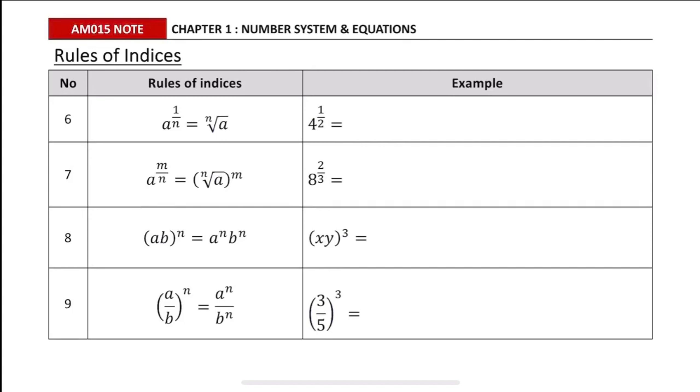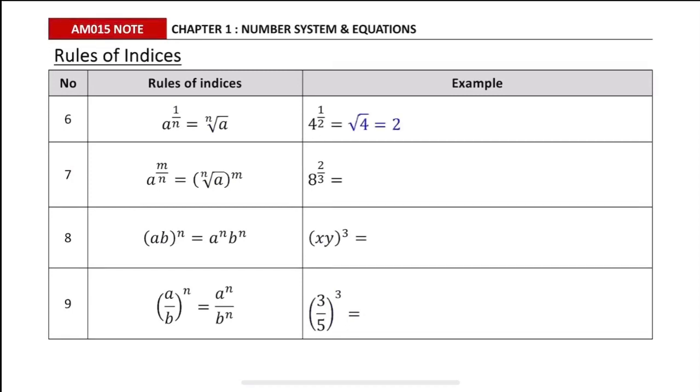Next is the fractional power. There are two types. One is a to the power of 1 over n, and the other one is a to the power of m over n. For a to the power of 1 over n, this index can be expressed as a surd. We say it as the n-th root of a. The example is 4 to the power of 1 over 2, which can be expressed as a square root and equals 2.